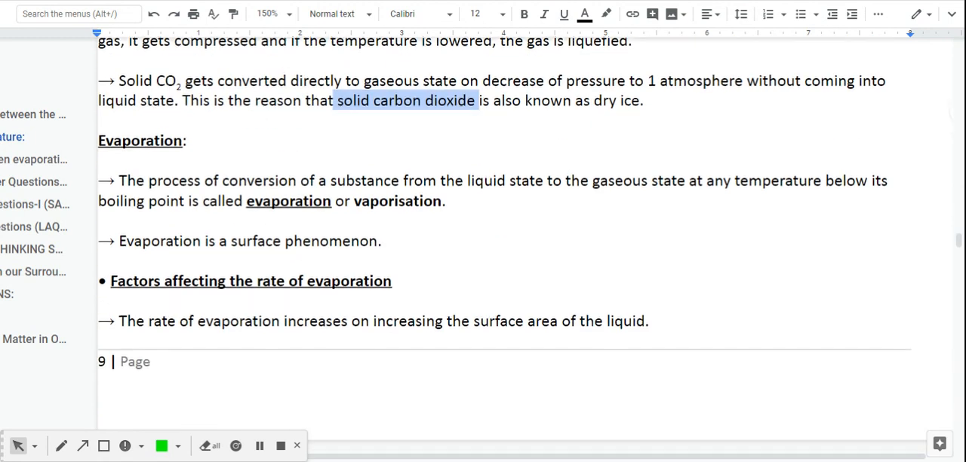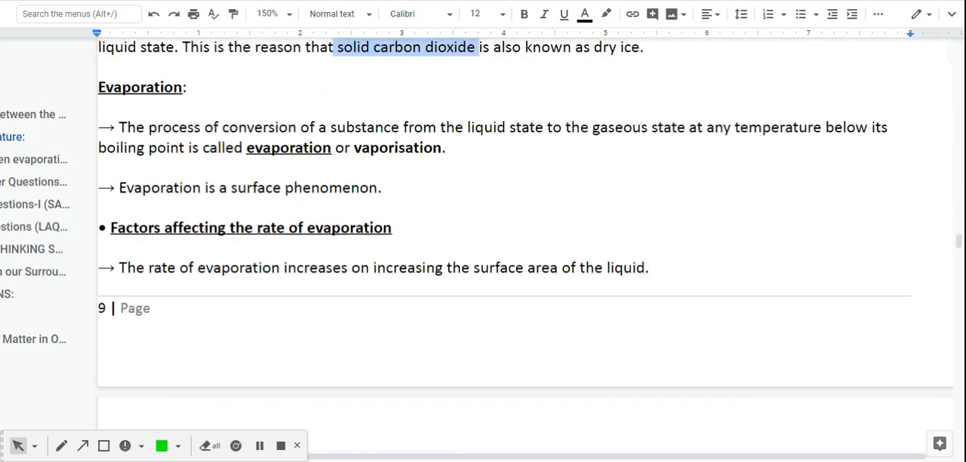So another topic, but not the least, that's a very important topic again, evaporation, that you see in your day-to-day life. The process of conversion of a substance from liquid state to gaseous state at any temperature below its boiling point. Matlab, boiling points se niche kisi bhi temperature pe jab gases mein convert ho raha hai liquid, right? So usse hum kya kehte hain? Evaporation, or we call it as vaporization also.